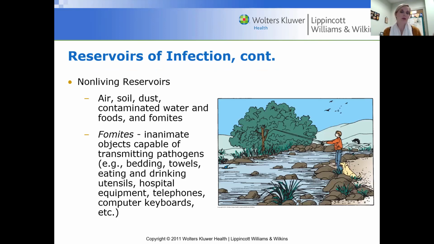And again, pretty much anything can be a reservoir. So non-living reservoirs would include even the air and airborne infections, soil, dust, contaminated water, foods, and even what's called fomites. And it defines fomites there for us in the next bullet point. A fomite is an inanimate object that's capable of transmitting pathogens. So earlier when I was explaining your cup, your phone, your keyboard on your computer, in a hospital setting that could be bedding, towels, eating and drinking utensils, hospital equipment, anything you can think of that somebody may have touched that now may contain that pathogen.